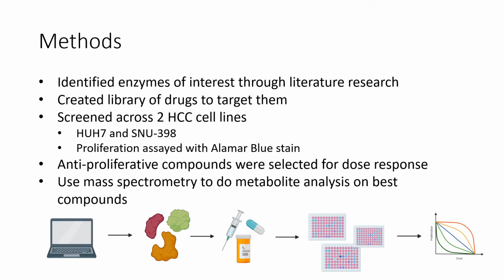I then assembled a library of drugs to selectively inhibit these enzymes and screened all of the compounds across 2 different HCC cell lines with different genotypes. The relative proliferation effect produced by each compound was assayed using Alamar blue stain in a plate reader. The strongest hit compounds relative to other compounds were selected for a dose-response analysis. Based on the results of these experiments, we selected a few compounds on which to perform a metabolomic analysis using mass spectrometry.